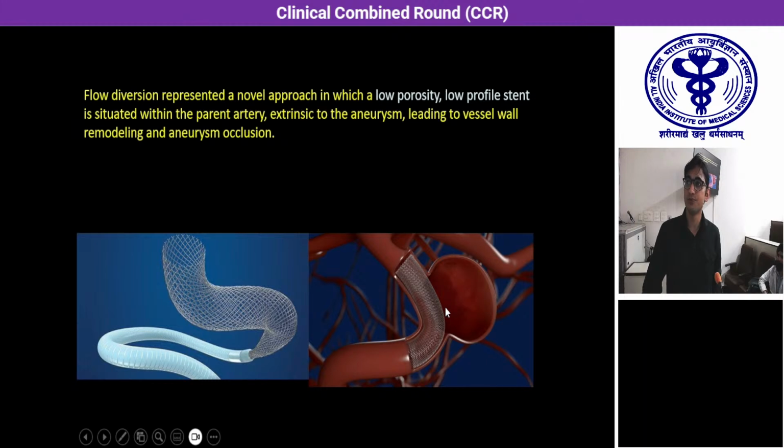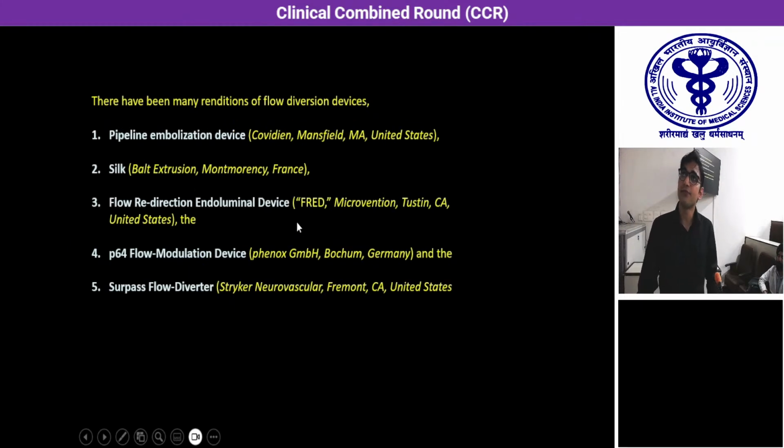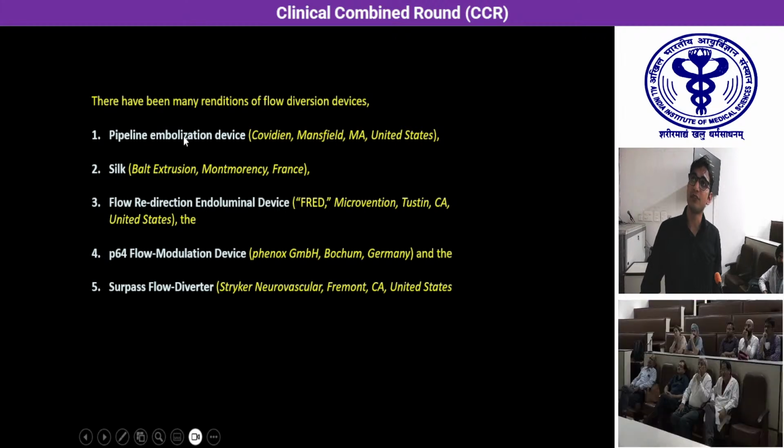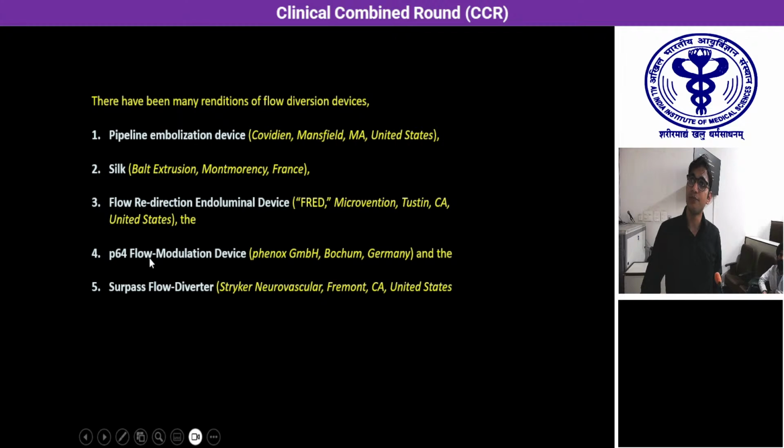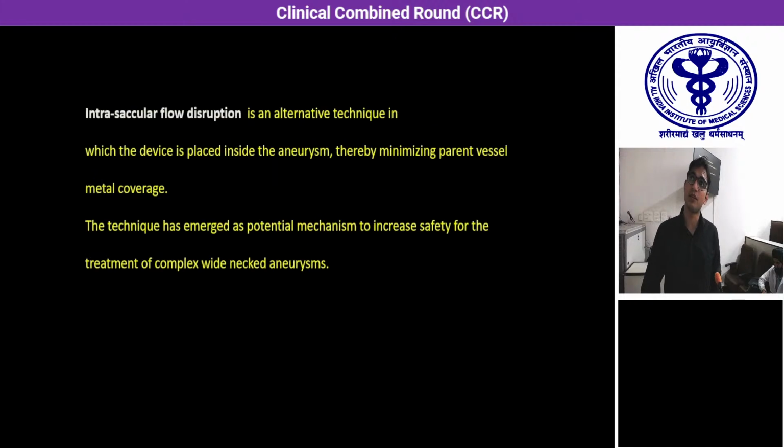The occlusion is slow. And many flow diverters have come up, and the ones commonly used nowadays are the Pipeline embolization devices, which have improved in the form of Shield technology and Vantage technology, the Silk by Balt, FRED, P64, also known as Phenox, and the Surpass. Most of them are also quite frequently used in our department. And then came the intrasaccular flow disruption.